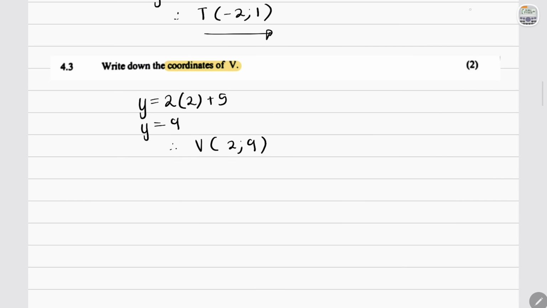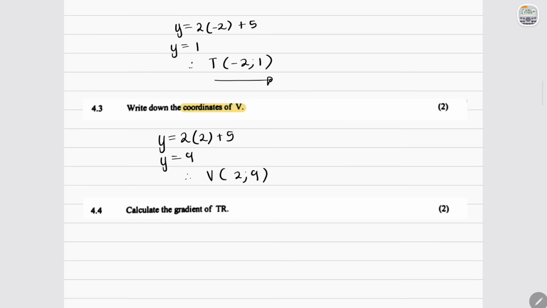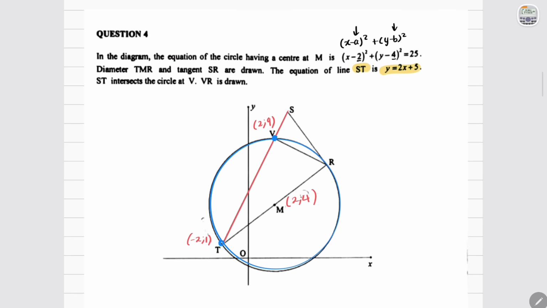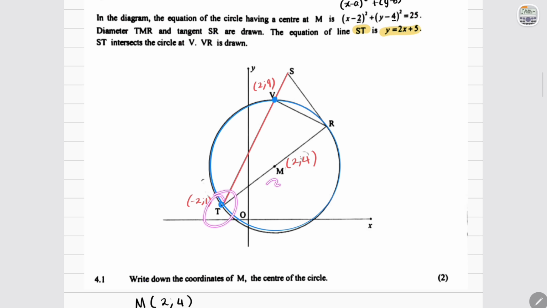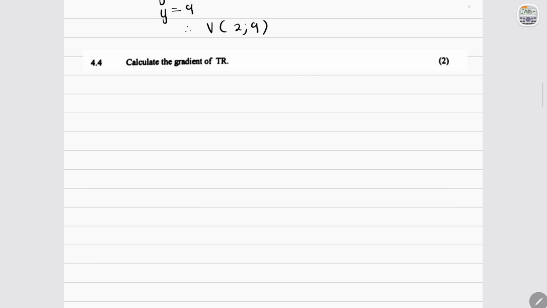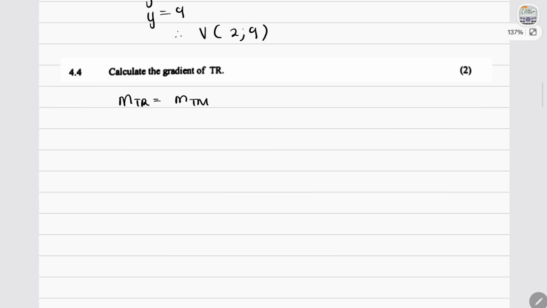Moving on to the next question. The next question says, calculate the gradient of line TR. So TR, that is our diameter. So T to R. To find the gradient of this line, you already have T and M. The gradient is the same all through since all these points lie on the same line. So I'll take points T and M and we'll find the gradient. I'll just start by saying the gradient of TR is the same thing as the gradient of TM, and then we can just find that.